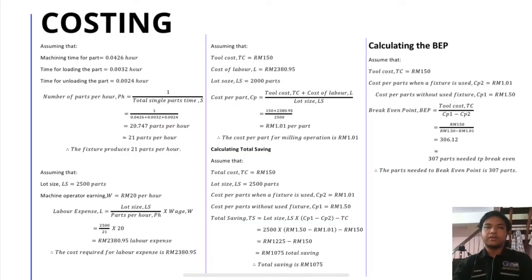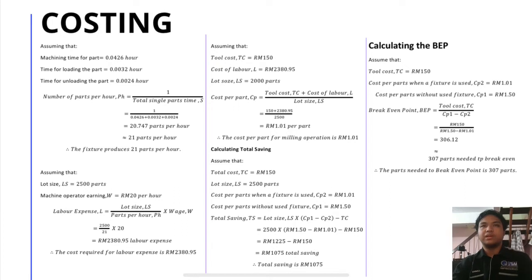Hello, my name is Kamaruddin and I'm going to talk about the calculation. For this calculation, we're going to assume that machining time for the part equals 0.0426 hours, time for loading the part equals 0.0032 hours, and time for unloading the part equals 0.0024 hours.